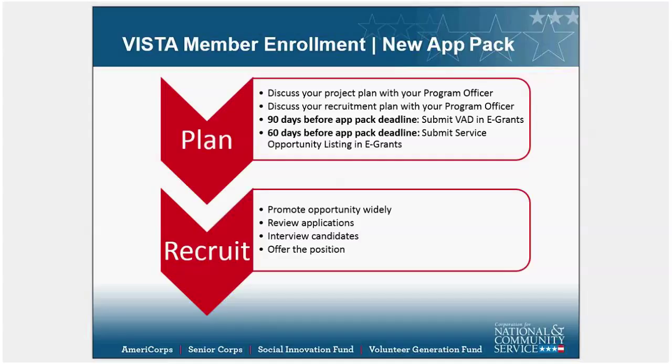And really, the reason we want the VAD first is that's going to inform your service opportunity listing. You can think of that as more of your narrative version. So it should look fairly similar to the VAD, but more in narrative form. We should look at the VAD and say, oh, the VISTA member is going to do these 3 objectives and these kinds of activities. And then we should see pretty similar language in the service opportunity listing.